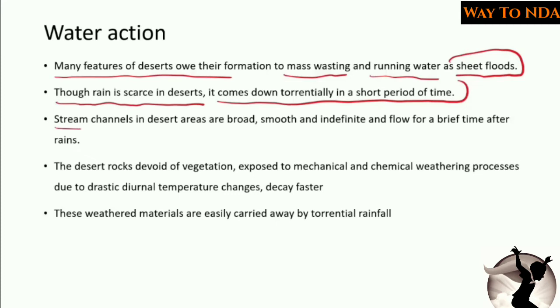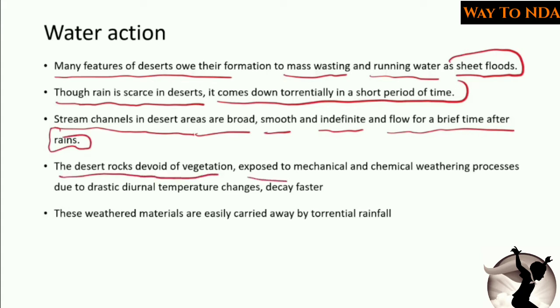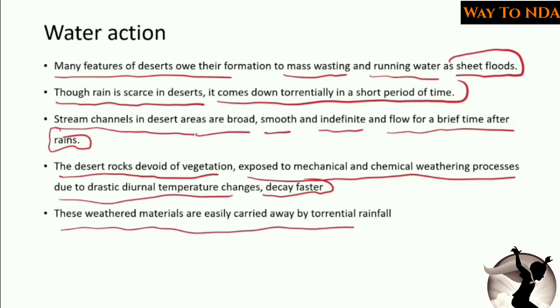So stream channels in desert areas are broad, smooth and indefinite and flow for a brief time after rains. And the desert rocks, devoid of vegetation, are exposed to mechanical and chemical weathering processes due to drastic diurnal temperature changes and decay faster, and these weathered materials are easily carried away by torrential rainfall. So whatever material is eroded, that will get carried away by the torrential rainfall.